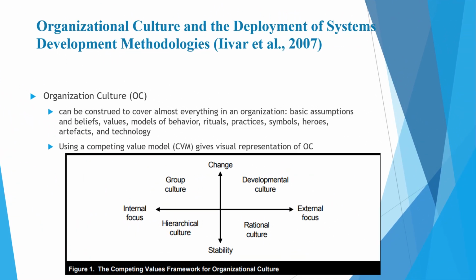In research by Ivar et al., 2007, called Organizational Culture and Deployment of System Development Methodologies, they talk about organization culture. An organization culture can be constructed to cover everything in an organization. Examples of this are basic assumptions and beliefs, models of behavior, practices, technology, etc. They use a competing value model, which gives a visual representation of an organizational culture. And then in the figure shown below, we can see that there are four distinct types of cultures that are group, developmental, hierarchical, and rational. These cultures are made by four different forces, and that will be internal focus, external focus, change, and stability.